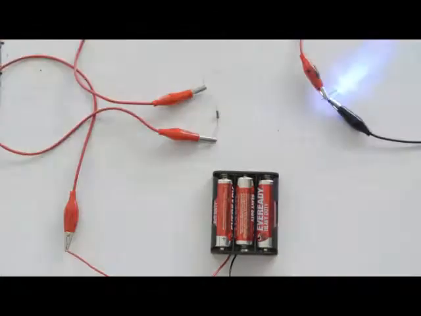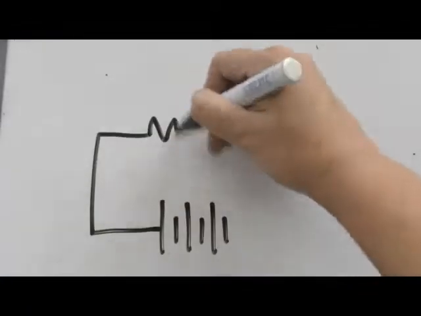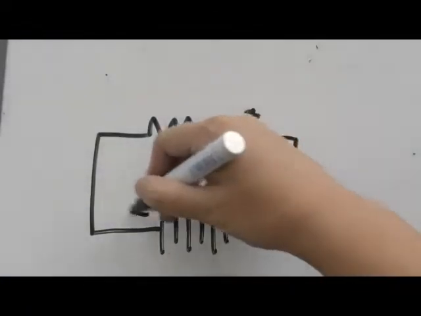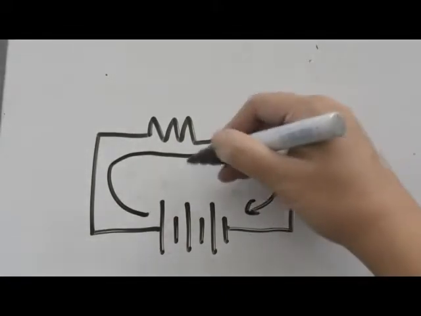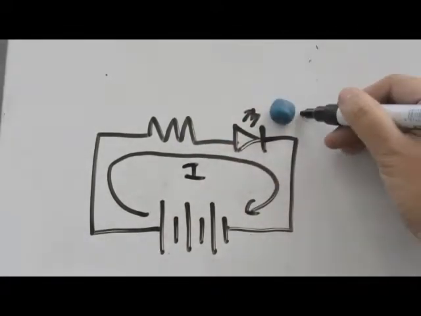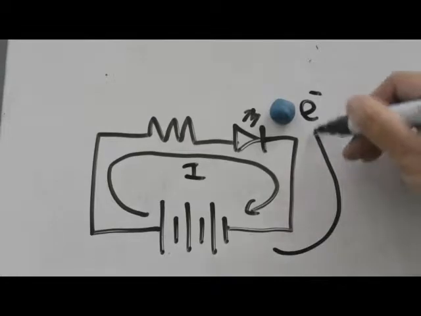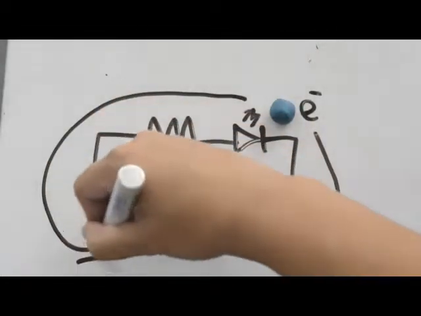To understand diode, we need to understand what is electricity. In electronics, we say that the current flows from the positive terminal to the negative terminal. Electrons flow in the circuit too, but in the opposite direction of the current.